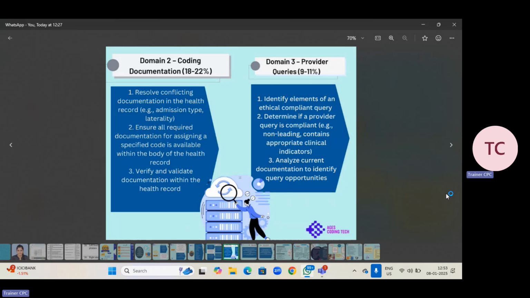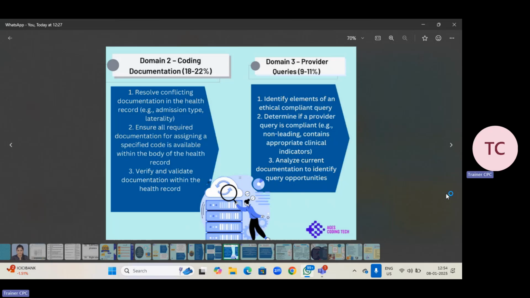Next, coming to domain 3, which is provider queries. From this, you will be getting 9 to 11% of your questions. Let me explain this query. Query means nothing but questioning. When we question someone, if something is not clear, we will ask them again, like what is this? That is what querying is. So we coders will query the physicians. If the documentation is not clear, then we can query so that we can take the appropriate code.